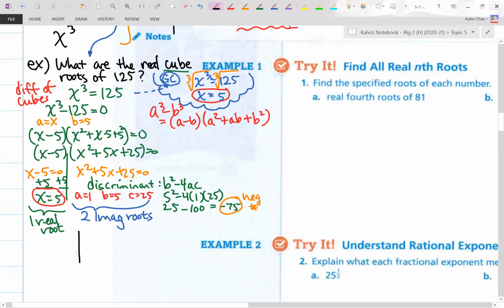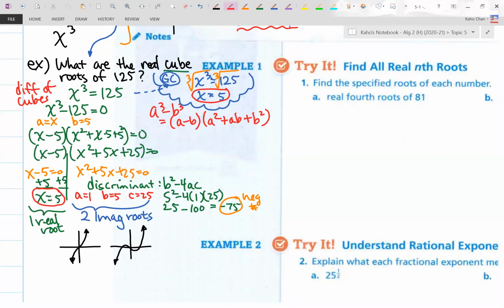Like this possibility. It can cross once. It can cross 3 times. Let me show you. Watch this. Depending on how curvy it is. I've just drawn for you the 2 possible ways of graphing x cubed, depending on the actual numbers involved. Those are the 2 possibilities.